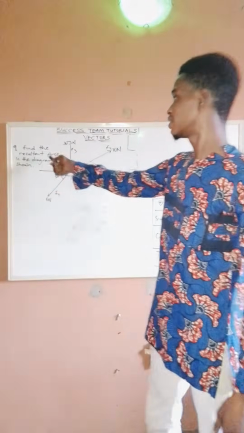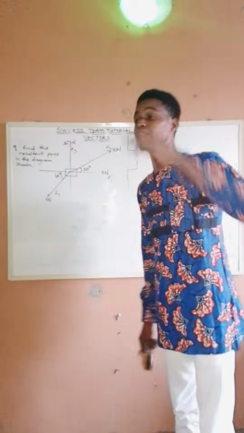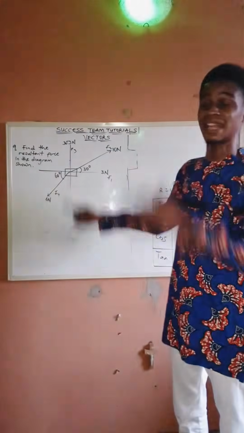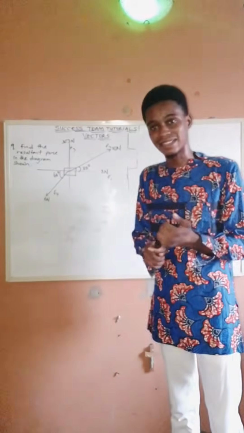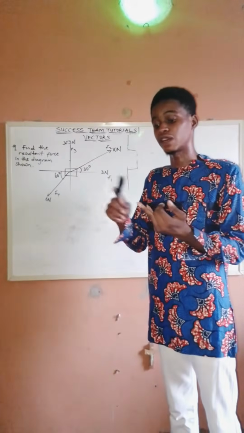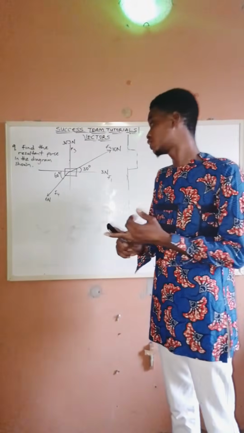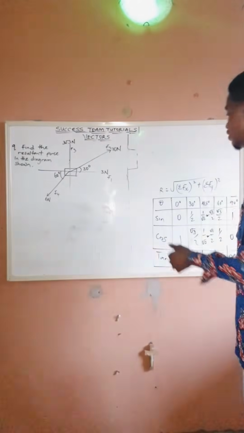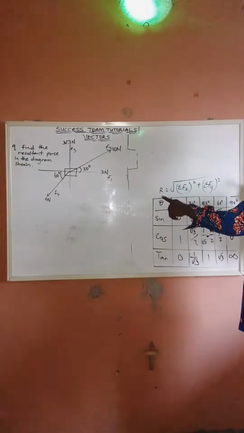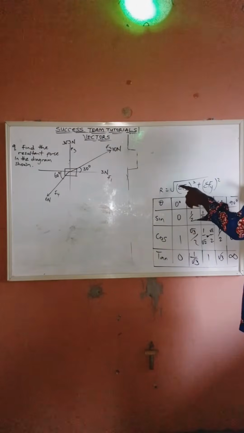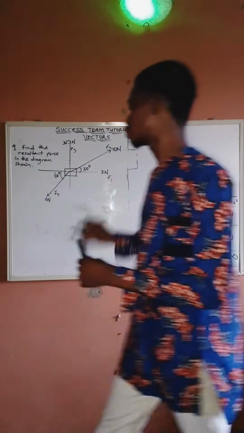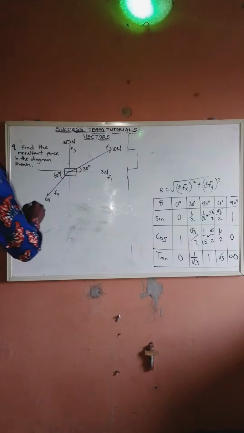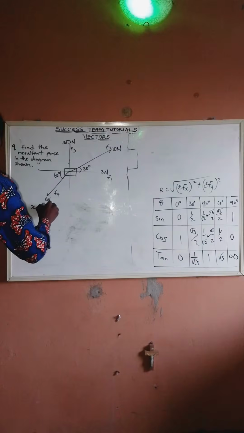So now they say find the resultant force in the diagram shown. The resultant force means that I'll find the force along the x-axis and the force along the y-axis, and then I find the resultant. If you can remember, I gave you a formula that the resultant is equal to the square root of the sum of F of x squared plus the sum of F of y squared. So I have to find the sum of F of x and the sum of F of y. I should start with the x-axis first.